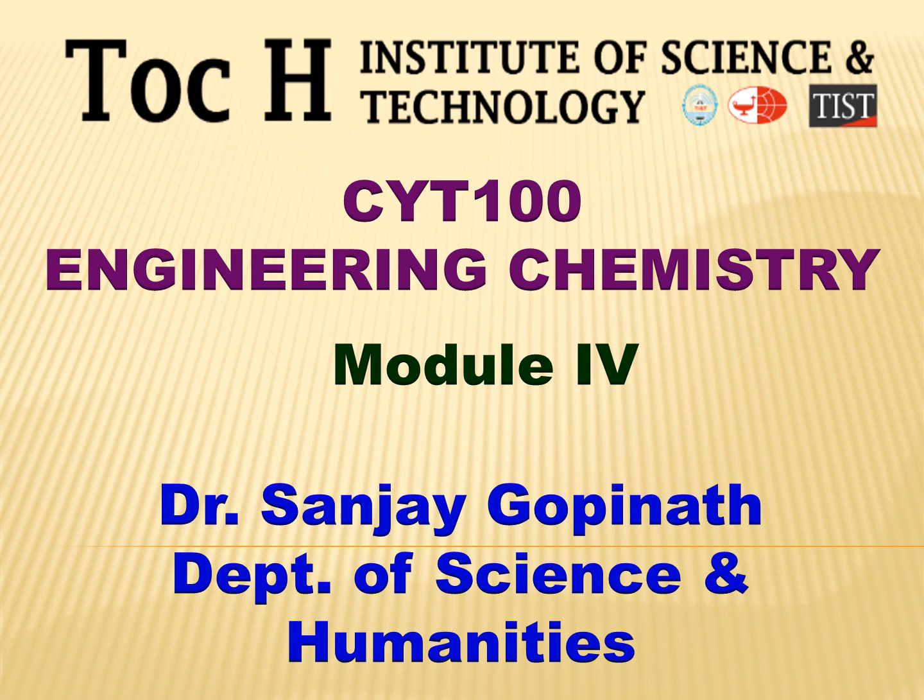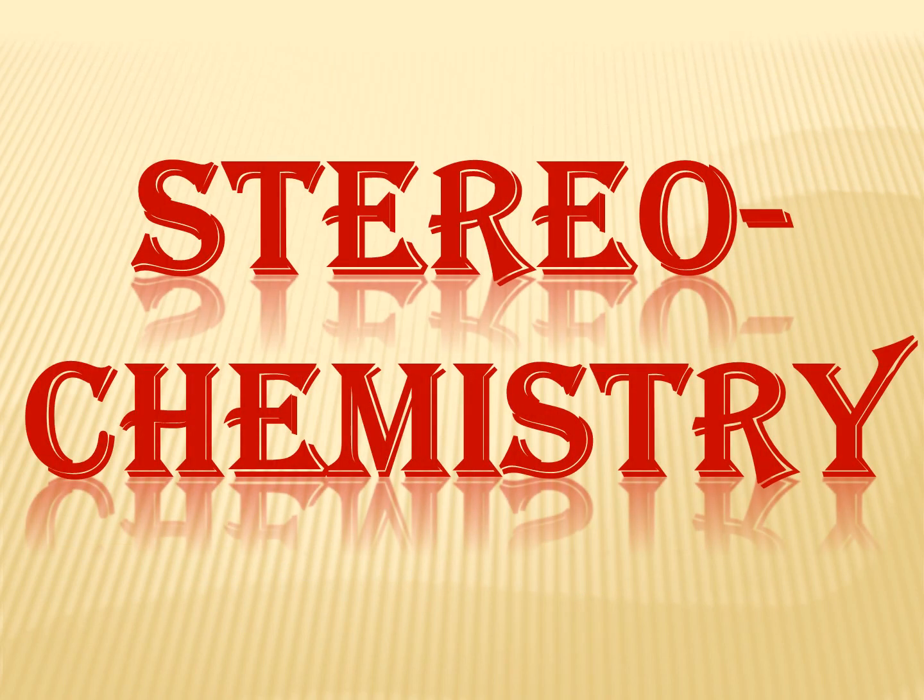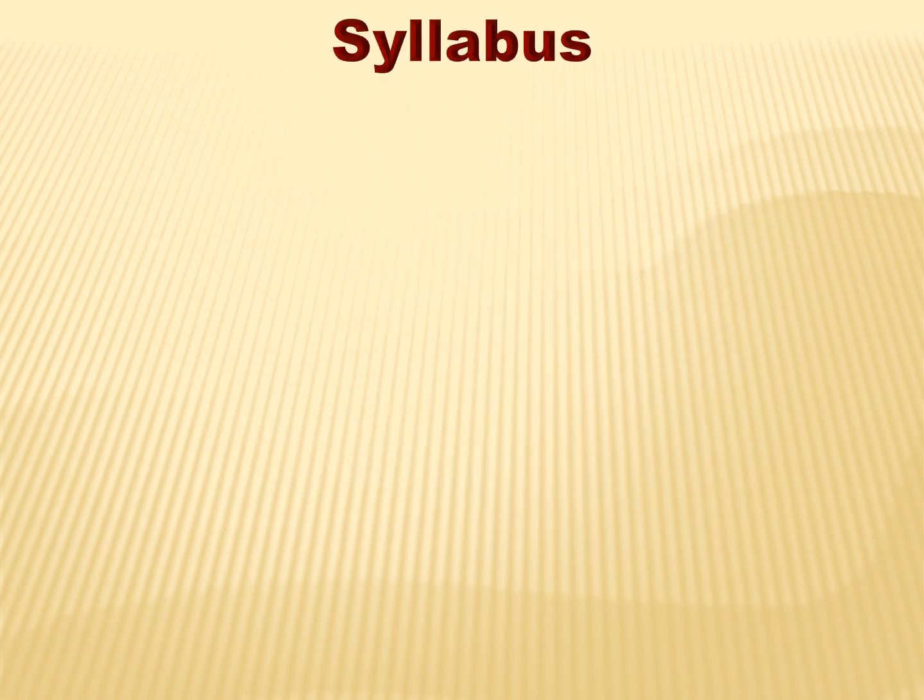Hello students. So we can start the fourth module of engineering chemistry. What we'll be discussing is stereochemistry. Now let us look at the syllabus of stereochemistry. So we start with isomerism, the study of isomers. Isomers means compounds which have same molecular formula but different structure and different properties.